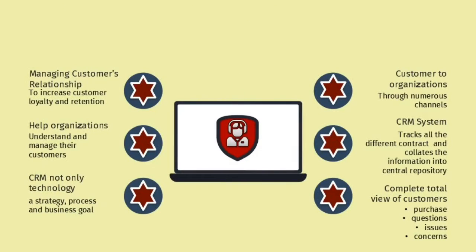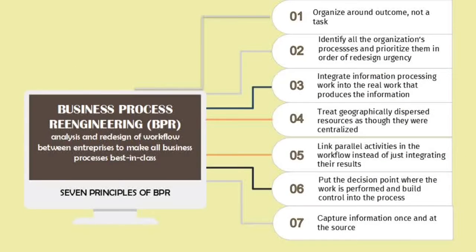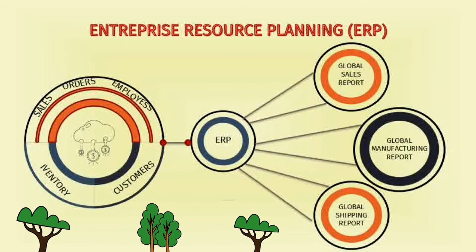As you can see here, there is a 6 of customer relationship management, or known as CRM. Next, business process reengineering, BPR. This is the list of 7 principles of BPR. So this is the diagram to explain the enterprise resource planning, or known as ERP.